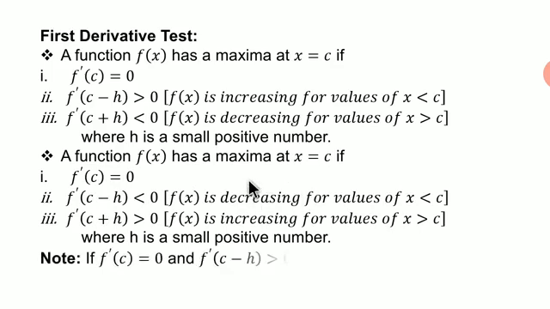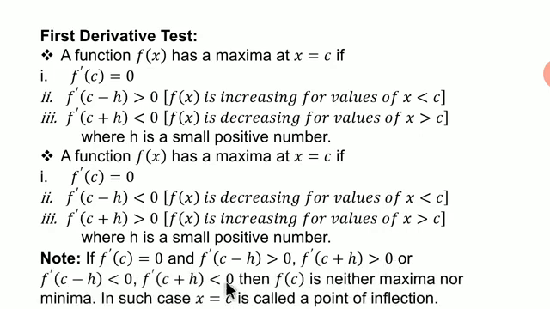Okay, now note, if f dash of c is equal to 0 and f dash of c minus h greater than 0, f dash of c plus h also greater than 0, or f dash of c minus h less than 0, f dash of c plus h also less than 0, then f of c is neither maxima nor minima. In such a case, x is equal to c is called a point of inflection. At that time, that point is called as point of inflection.